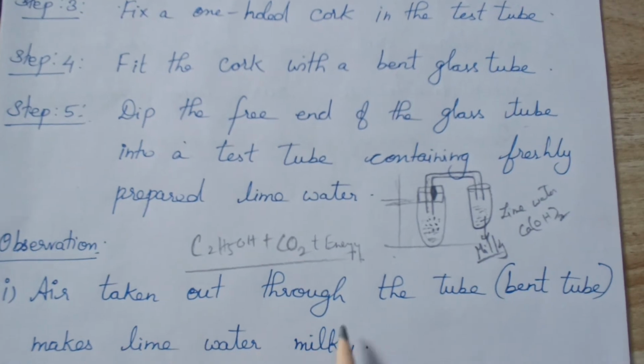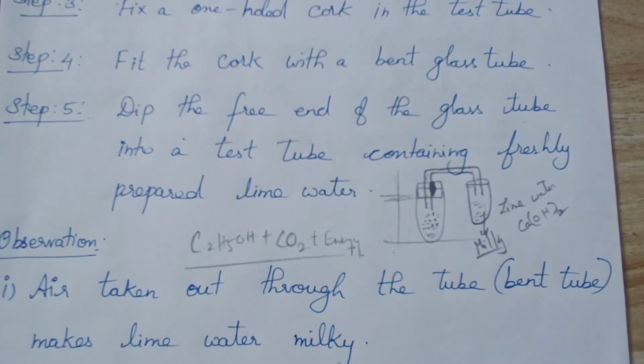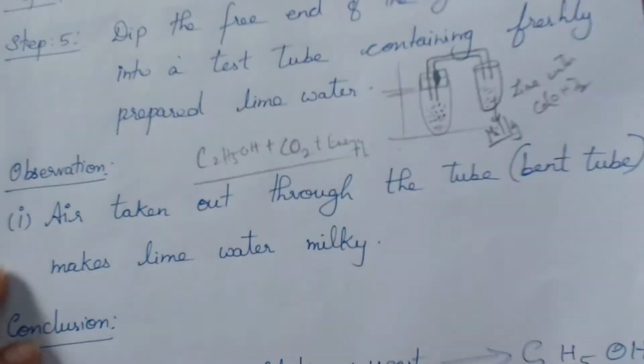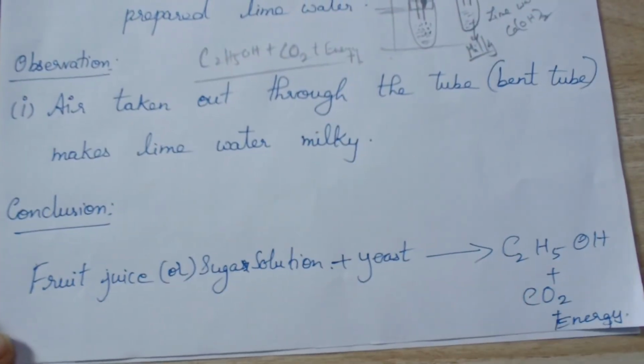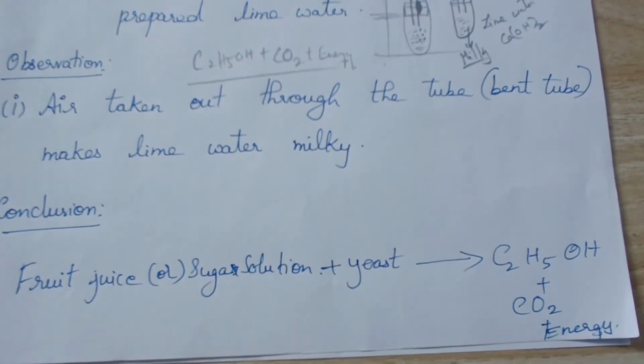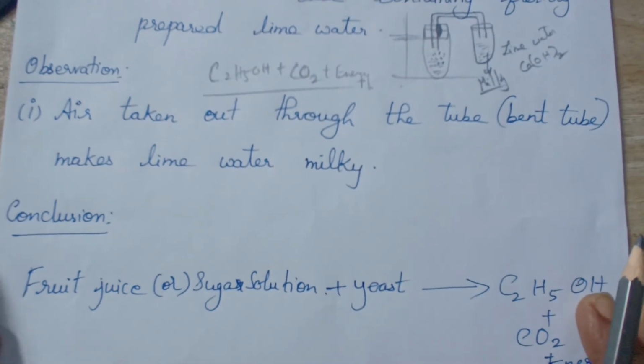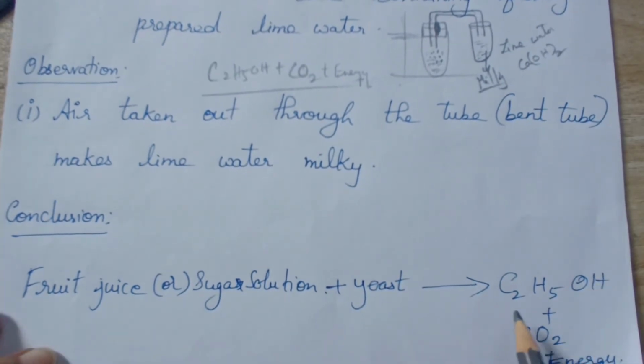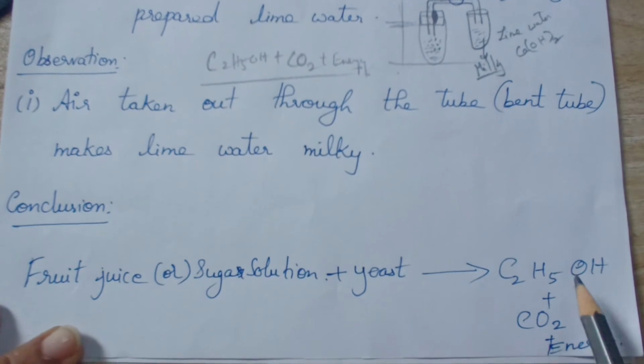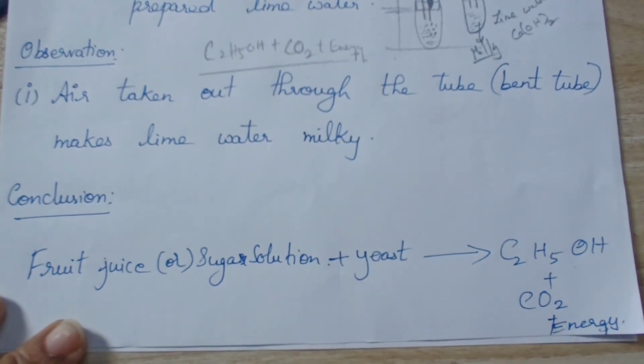So what is your observation from this? Air taken out through the bent tube makes lime water milky. This is your observation. What is your conclusion from this experiment? When yeast acts upon fruit juice or sugar solution or any carbohydrate-rich thing, it forms ethanol, that is alcohol, plus carbon dioxide, plus energy.